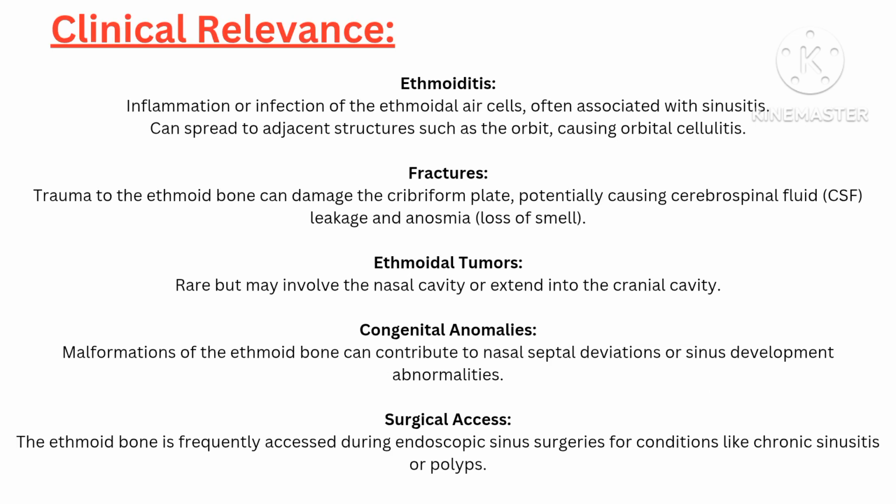Clinical relevance. Ethmoiditis. Inflammation or infection of the ethmoidal air cells, often associated with sinusitis. Can spread to adjacent structures such as the orbit, causing orbital cellulitis. Fractures. Trauma to the ethmoid bone can damage the cribriform plate, potentially causing cerebrospinal fluid, CSF, leakage and anosmia, loss of smell. Ethmoidal tumors. Rare but may involve the nasal cavity or extend into the cranial cavity.